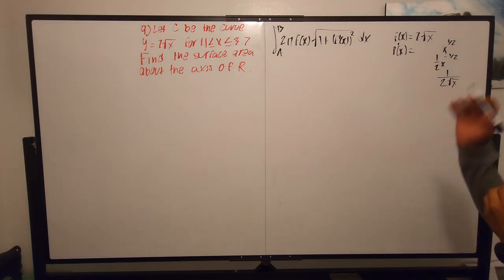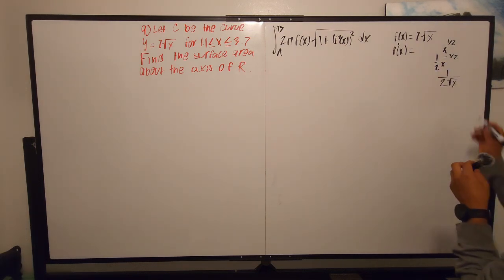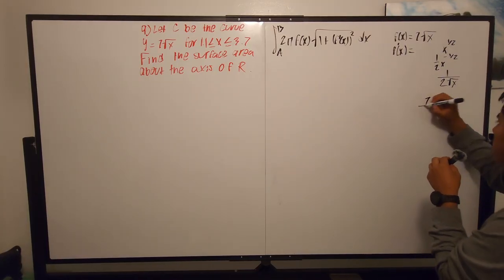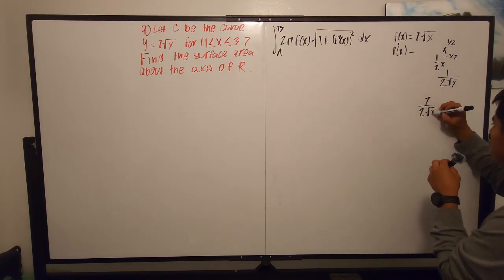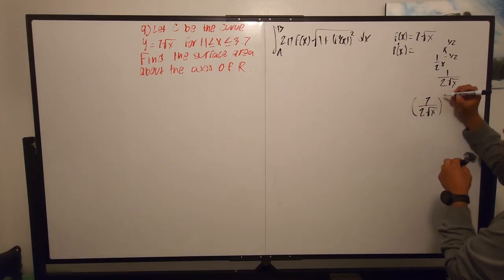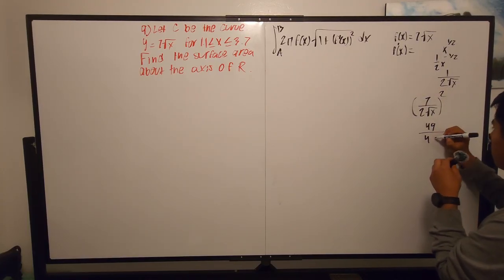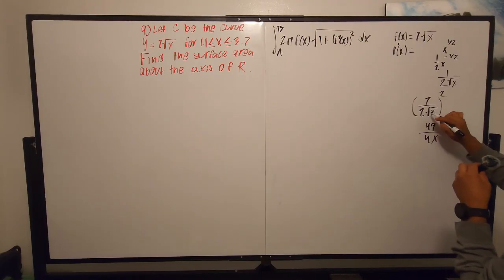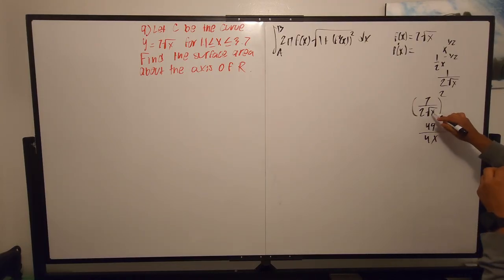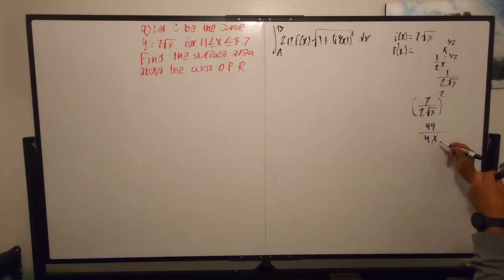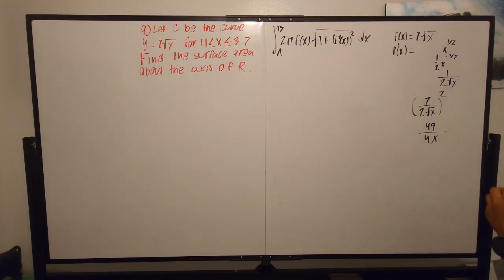And then we have to square that. Oh, also we have this 7, so plug that 7 back in. So really we have 7 over 2 root x, and now we square that. We get 49 over 4x, because we're squaring the square root, so that square root goes away.